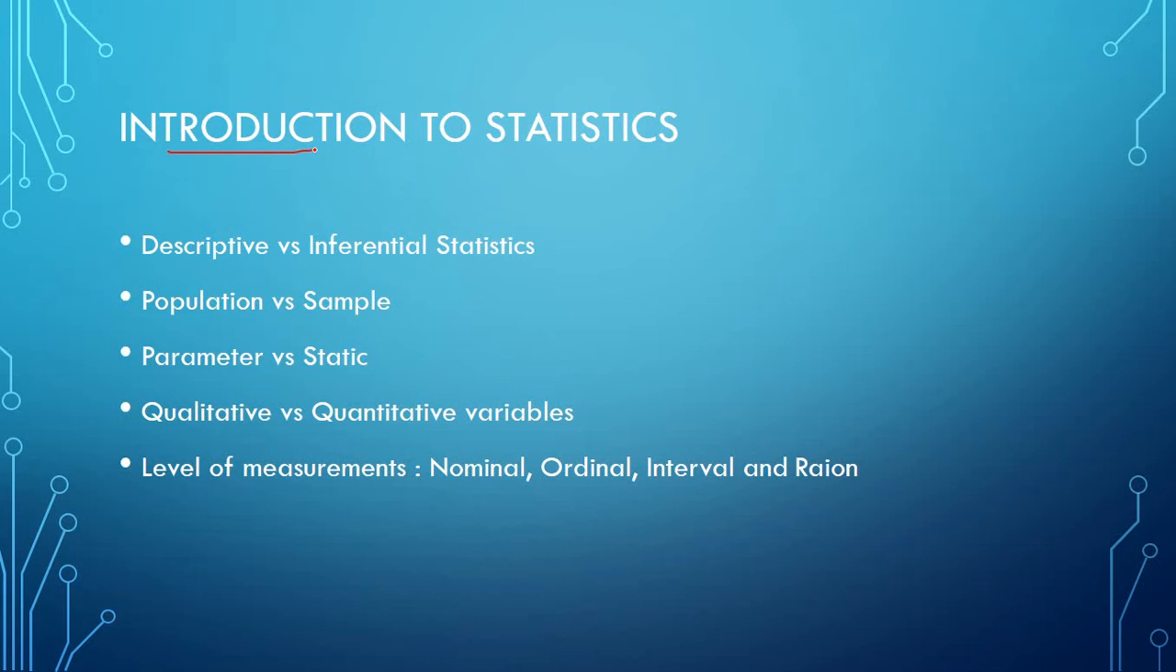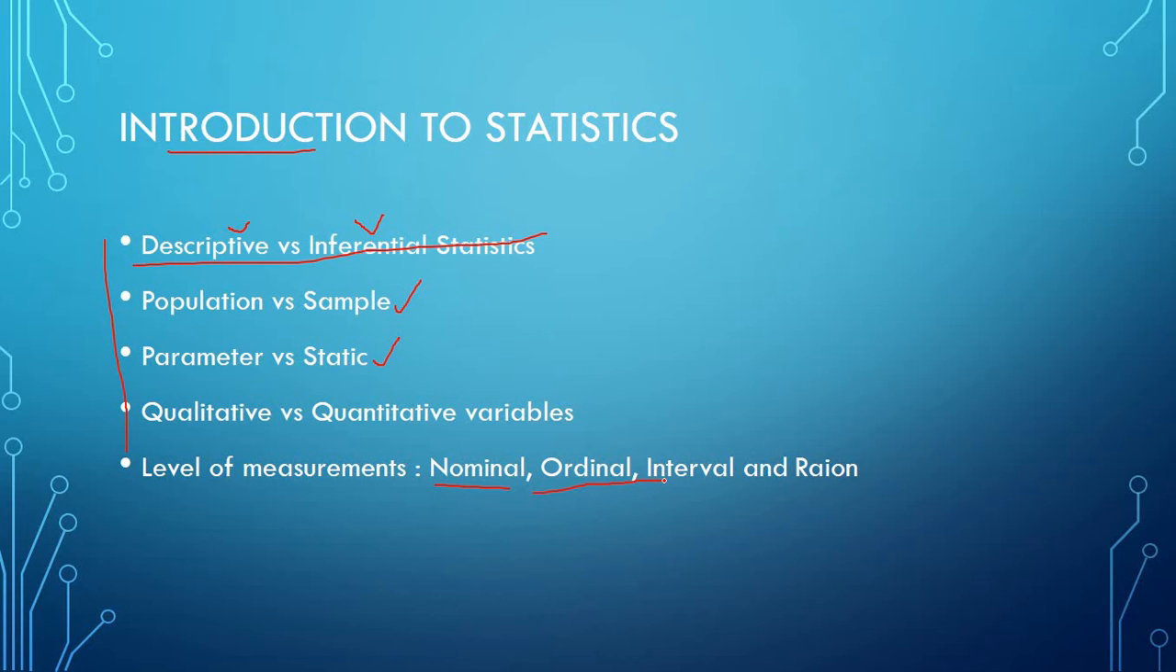In the introduction to statistics, if you are new to statistics, then you need to know these five concepts clearly, otherwise you are unable to understand later topics. First we will see types of statistics. In types of statistics, we have descriptive statistics and inferential statistics. These two play a vital role in statistics. Then, in descriptive and inferential statistics, you need to know what is population versus sample, what is parameter and what is statistic, what is qualitative and quantitative data or variables, then levels of measurement: which type of data, nominal, ordinal, interval or ratio data.